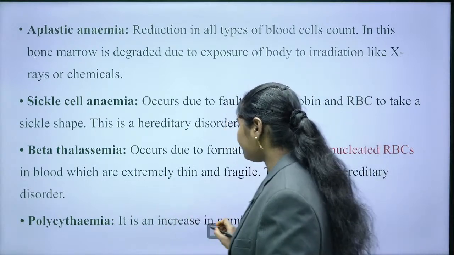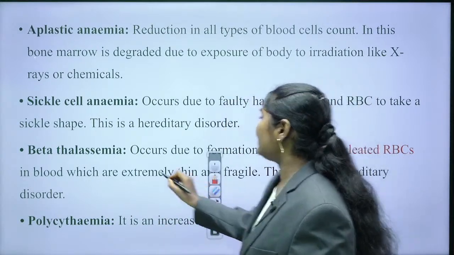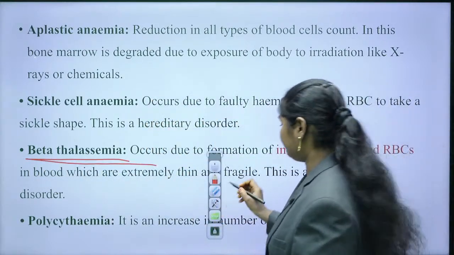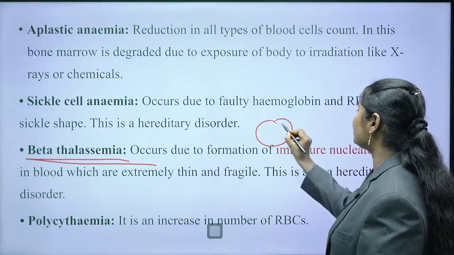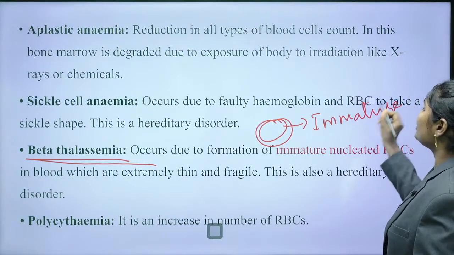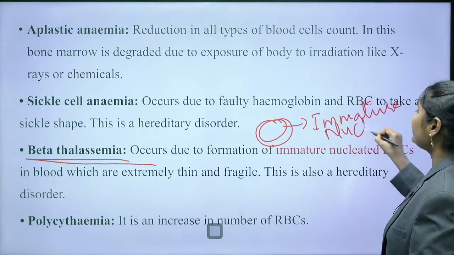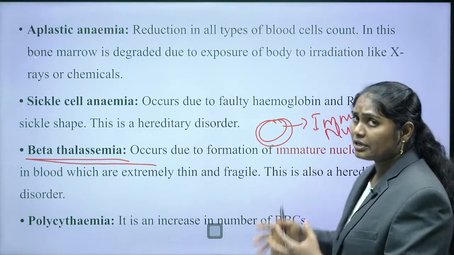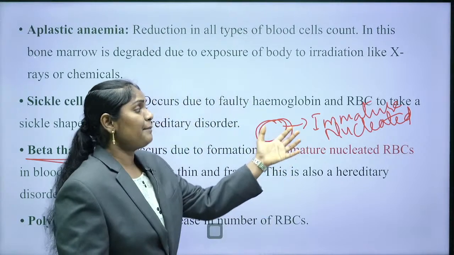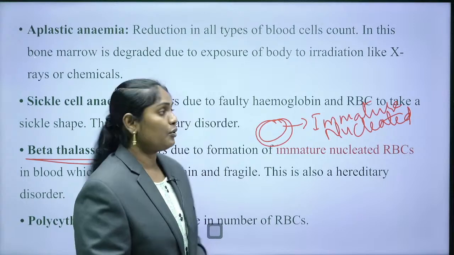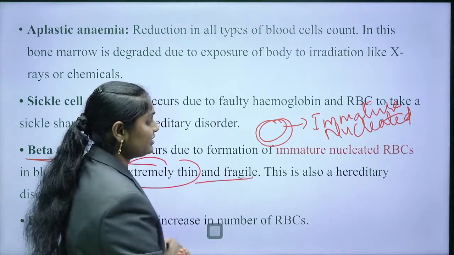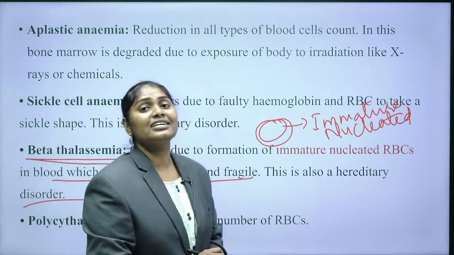So, beta thalassemia. What is the beta thalassemia condition? It is a condition where you will have RBCs, but you will have immature nucleated RBCs. I told you RBCs are non-nucleated; you don't have any nucleus in the RBCs. But here you are having immature nucleated RBCs. Those RBCs are extremely thin and fragile. So this is a hereditary disorder.